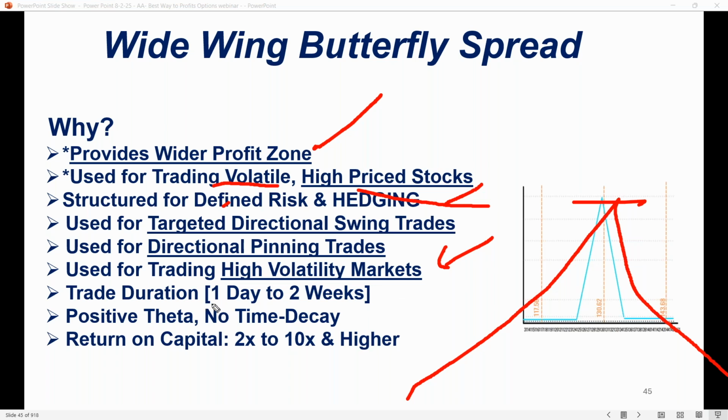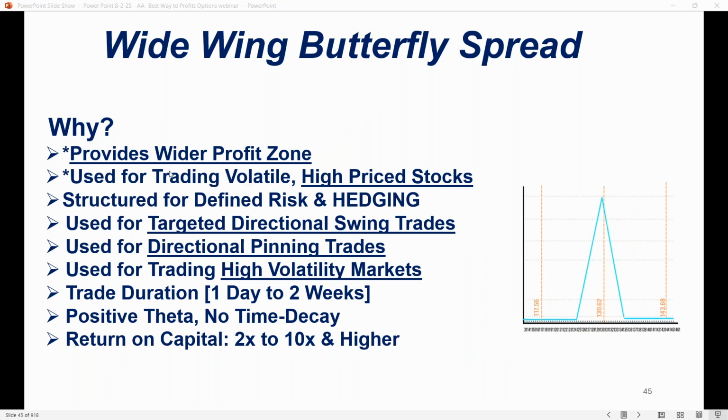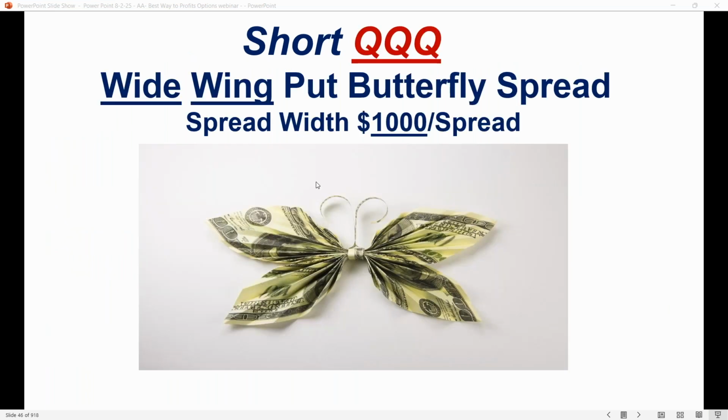Trade duration: these can be set up for a one-day day trade, or we could go 1 to 2 weeks out. You don't want to go too much further out because the way they're designed, as far as the time and volatility component, will always give you a positive theta, no time decay. Returns of 2 to 1, to 10 to 1 or higher. These are just incredible trade strategies when you get that direction right and hit your target.